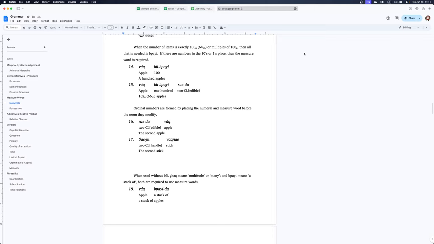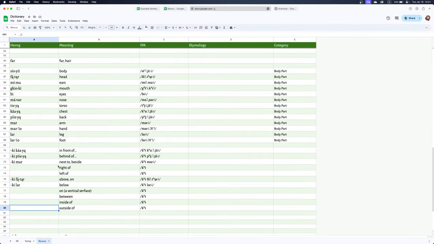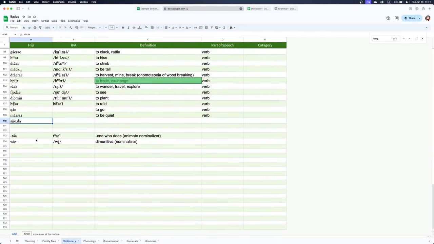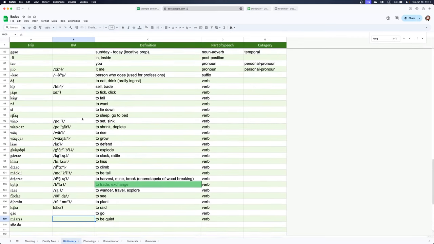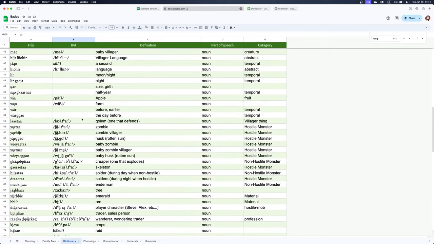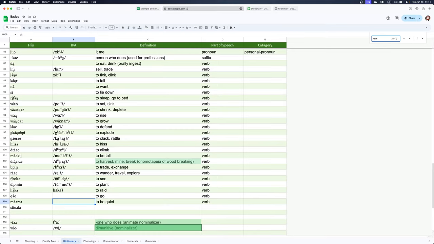A very nice situation Fieldling 639 found himself in with his username. Okay, so dictionary. So the verb we've got is "to hang", sida. And I think we have some nominalization: one who does, diminutive nominalizer.